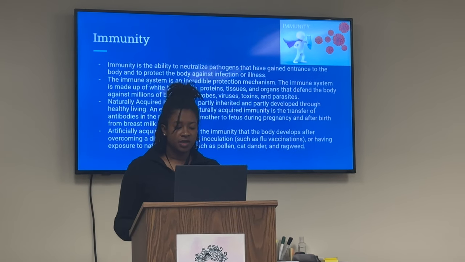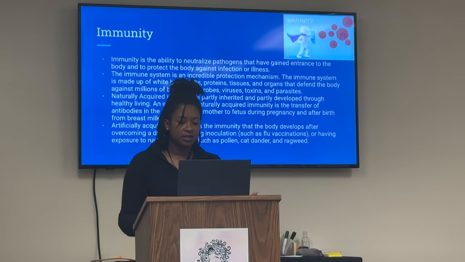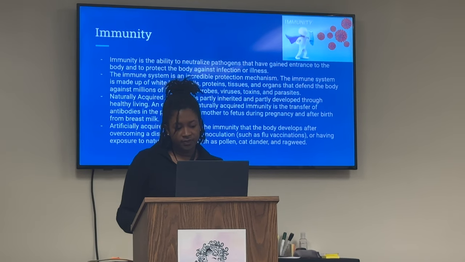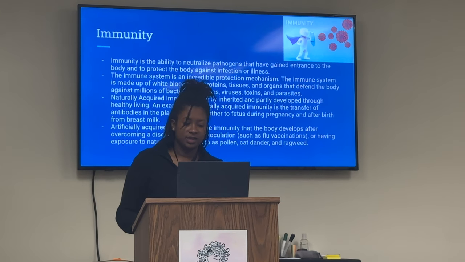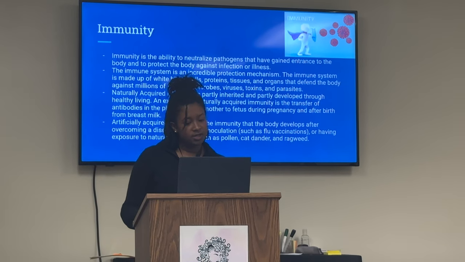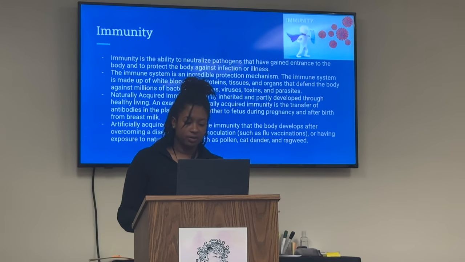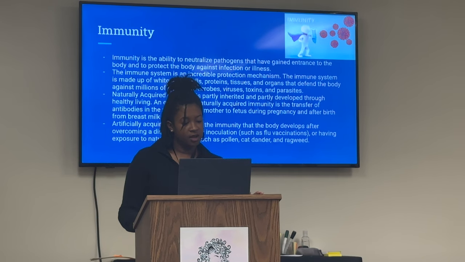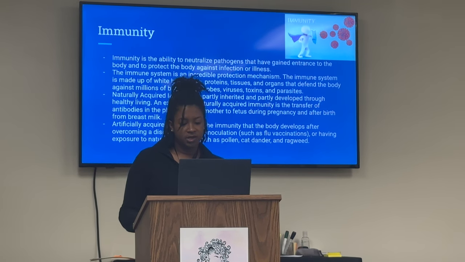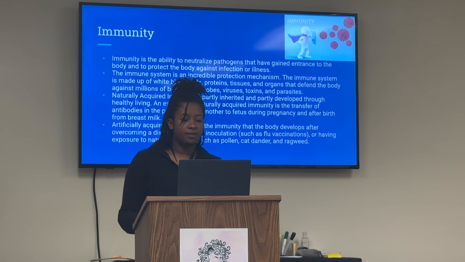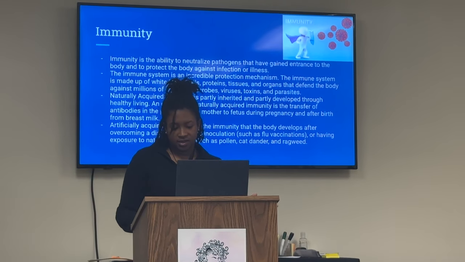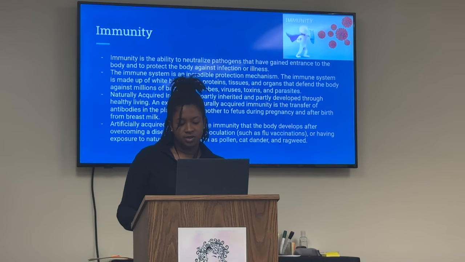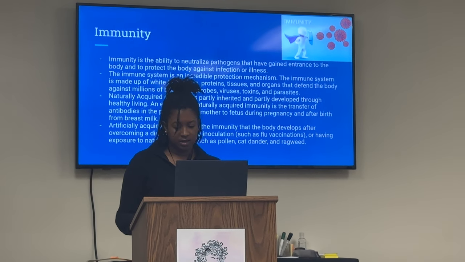Naturally acquired immunity is partly inherited and partly developed through healthy living. An example of naturally acquired immunity is the transfer of antibodies in the placenta from mother to fetus during pregnancy and after birth from breast milk. Artificially acquired immunity is the immunity that the body develops after overcoming a disease or receiving inoculation, like a flu vaccination, or having exposure to natural allergens such as pollen, cat dander, and ragweed.